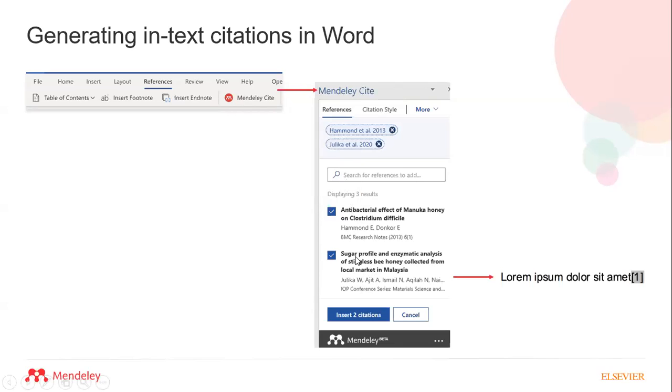So you just select, for this sentence, which references you are using or citing. You can select more than one reference if you cite from more than one paper. After that, you just click Insert Citation. It will insert the citation automatically according to the style that you select.